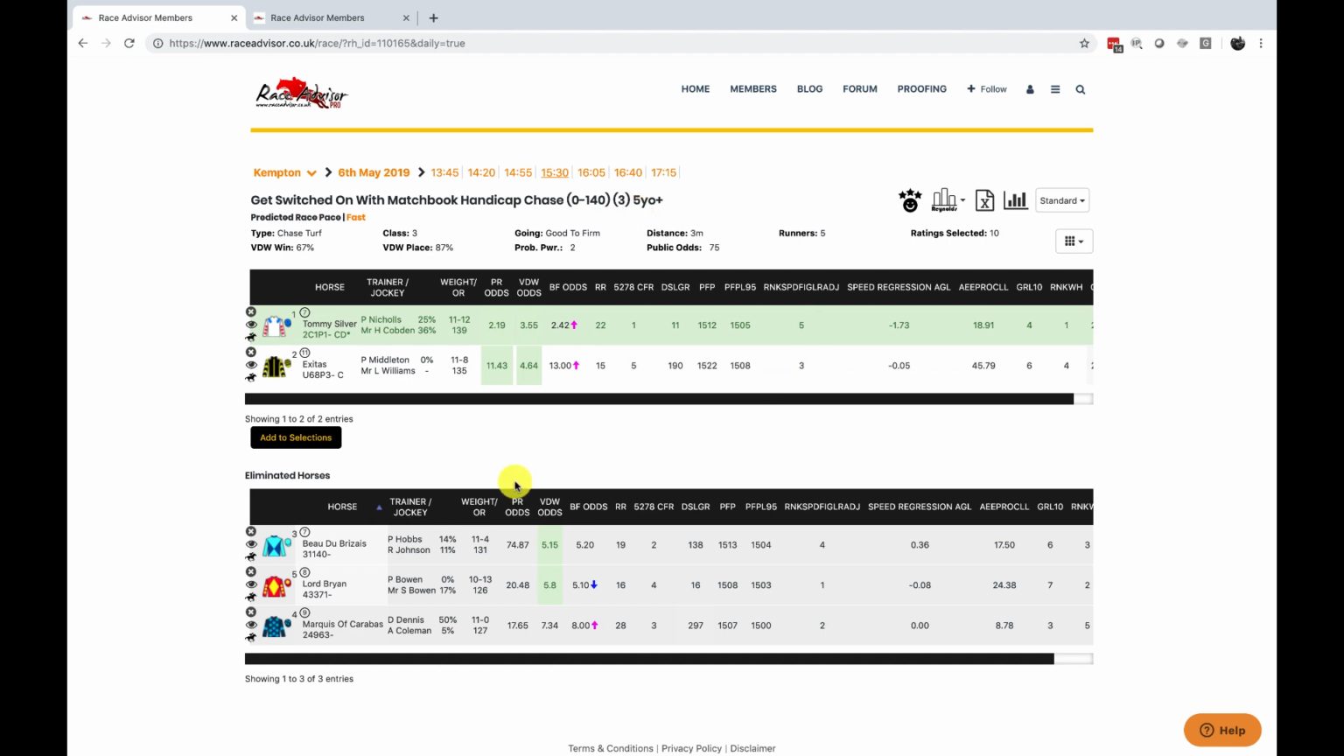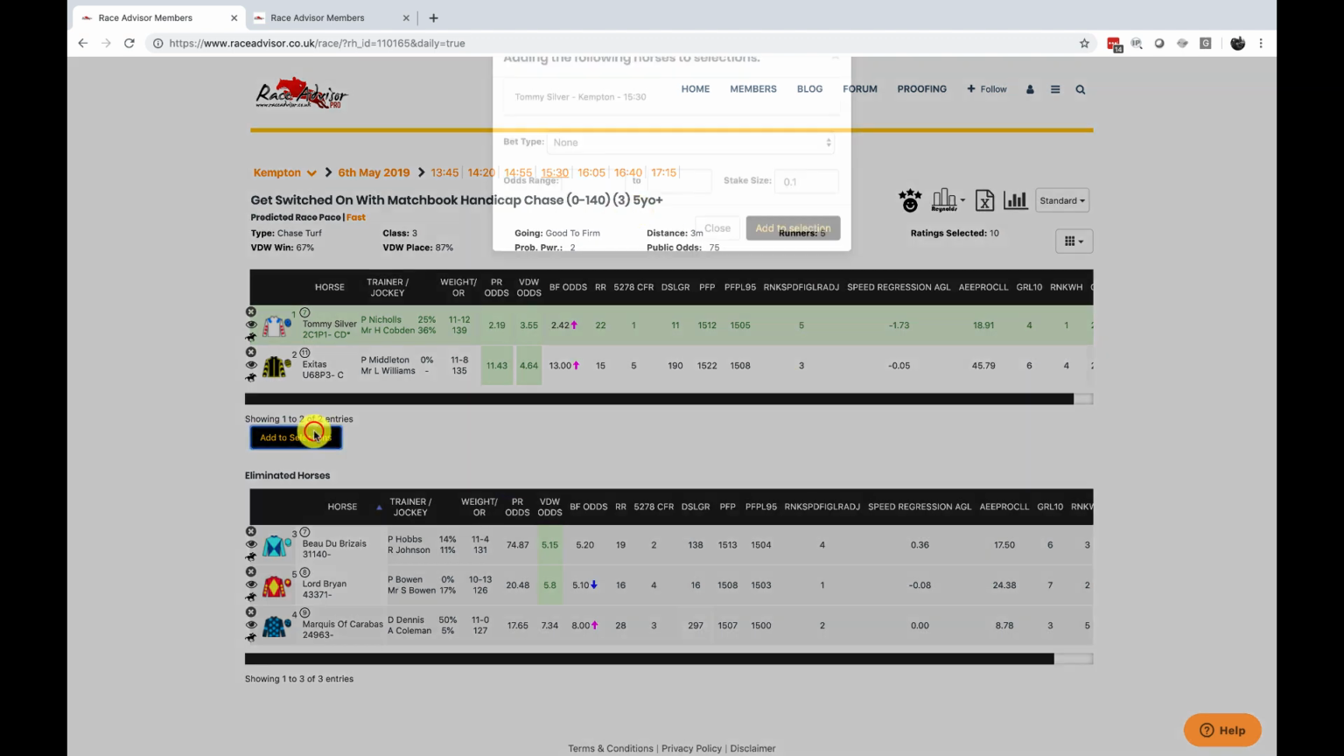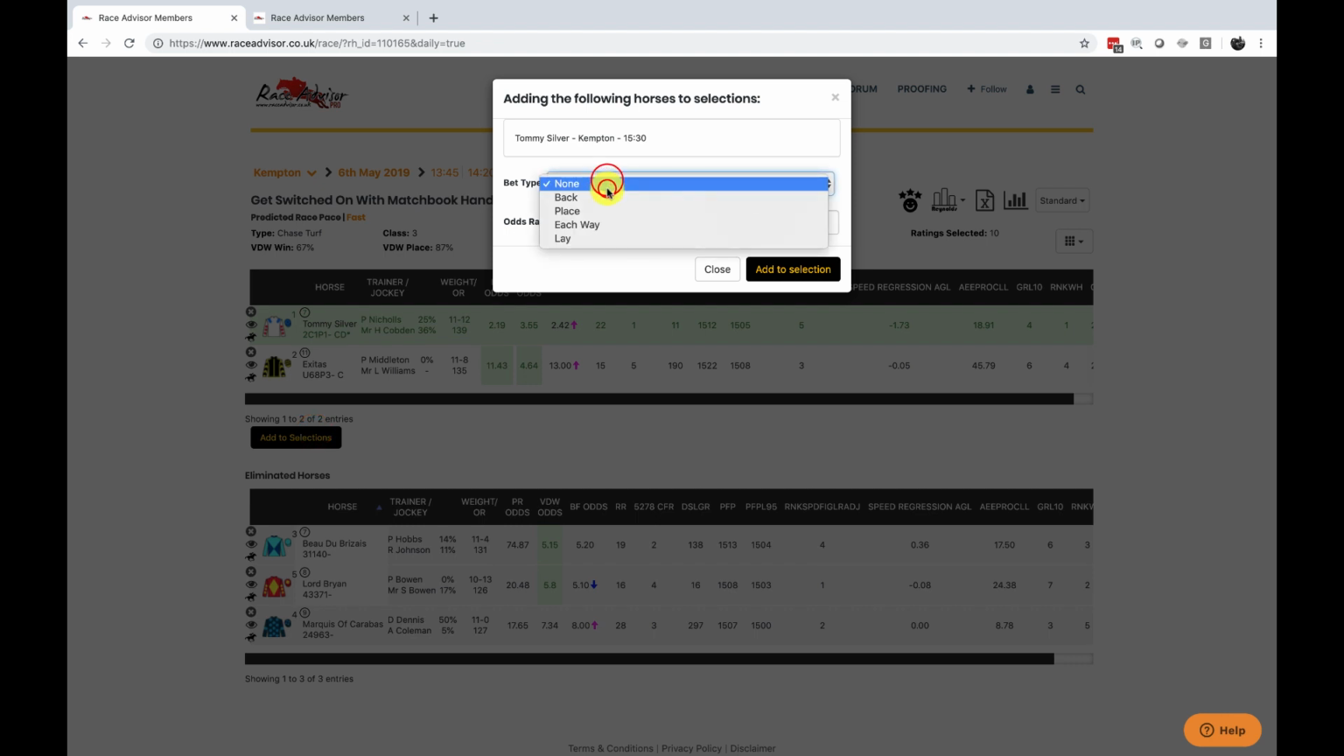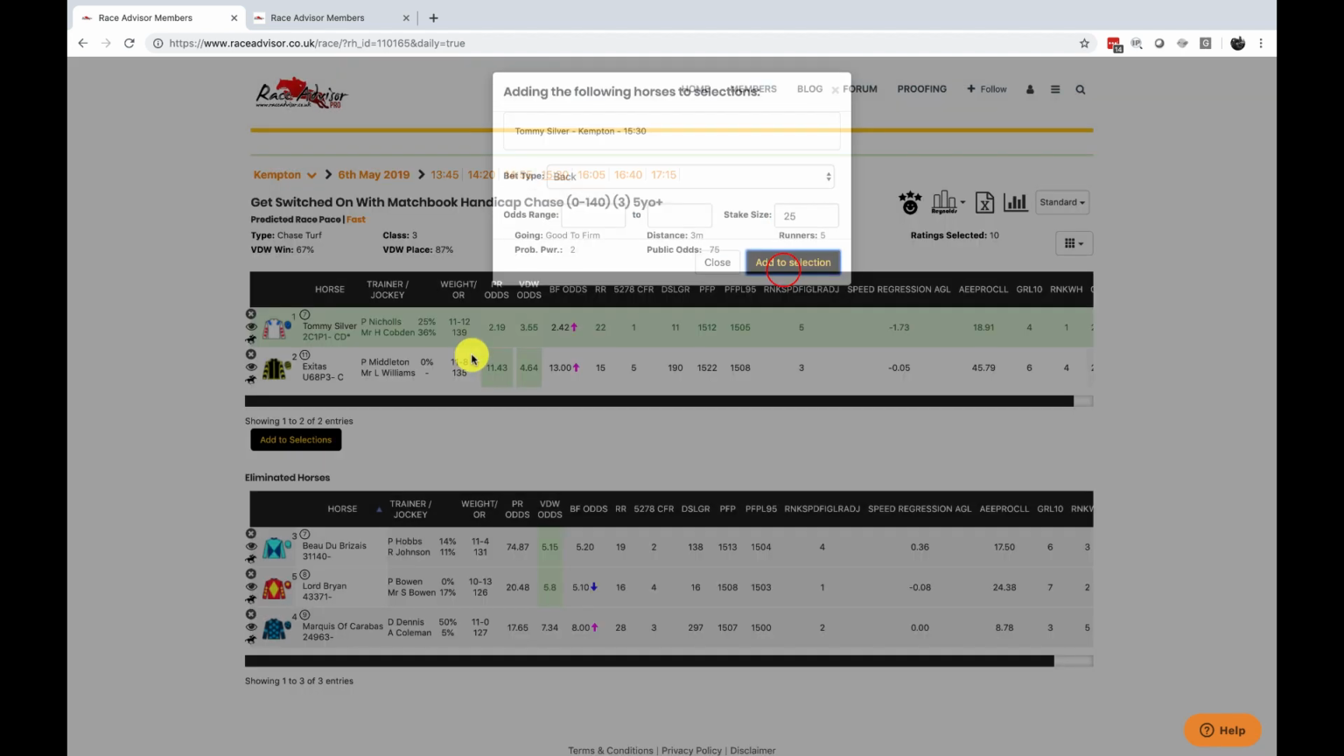So with that information together, I will add Tommy Silver to my selections list. I'm going to take him whatever the odds, because the odds are currently offering value. And there's no point in doing him except as a back bet. So I would add him as a back bet.